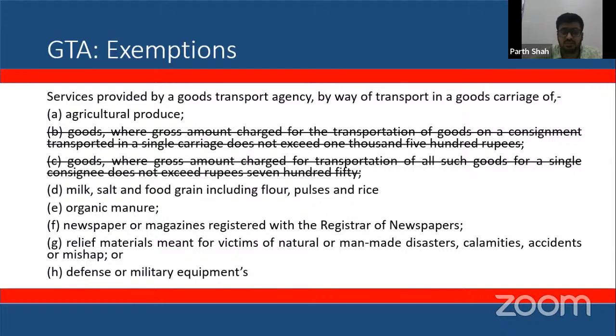Now from 18th of July, both these entries go away. So irrespective of the actual amount of consideration which is charged by the GTA, tax will be payable, either 5% forward charge or 12% forward charge, or 12% reverse charge by the recipient, except if the products are agricultural produce, milk, salt, food grains, organic manure, newspapers, magazines, relief material, defense or military equipment. If these are not the products being transported, then on all GTA transactions tax will be payable. Please note that this is a very important change from 18th of July.